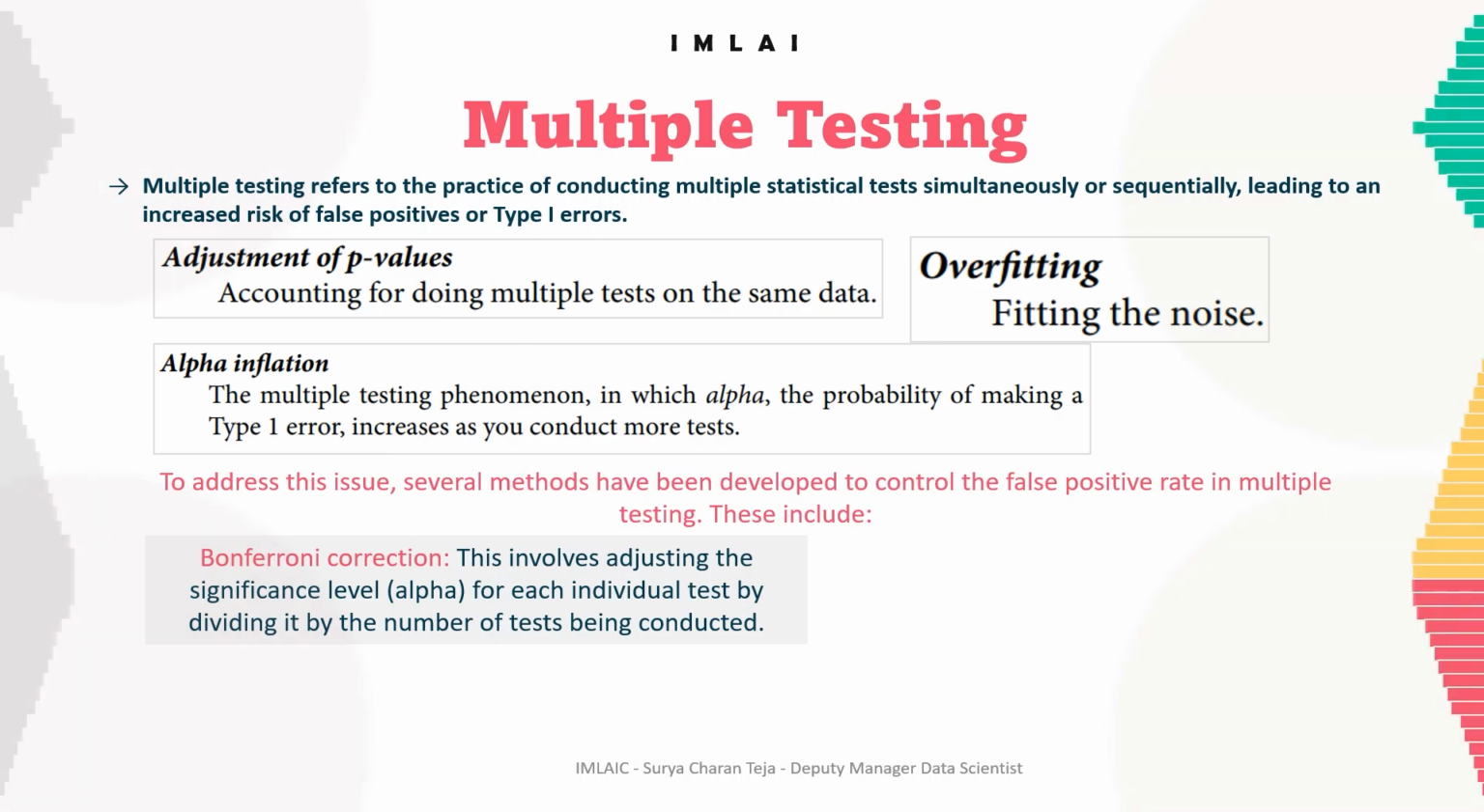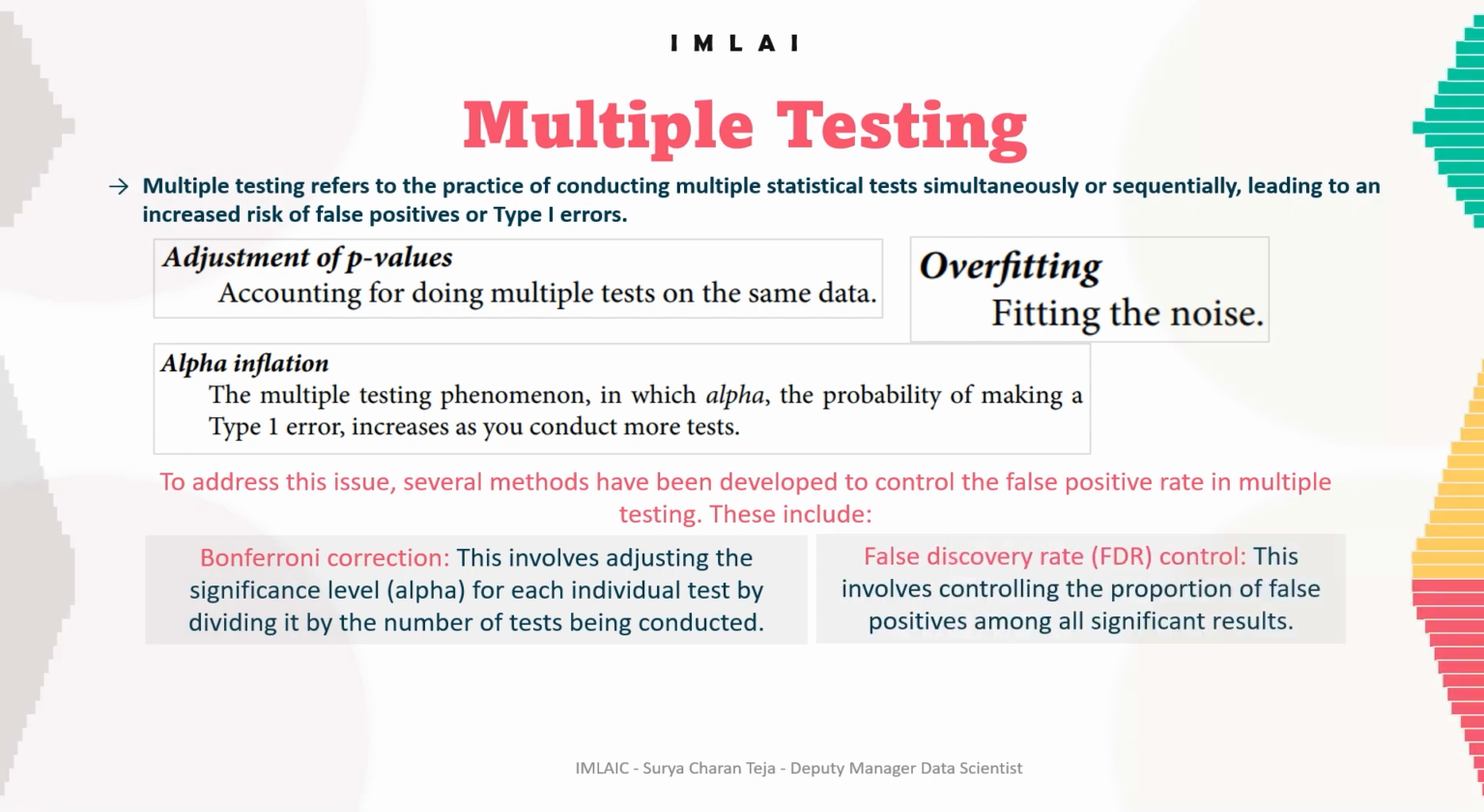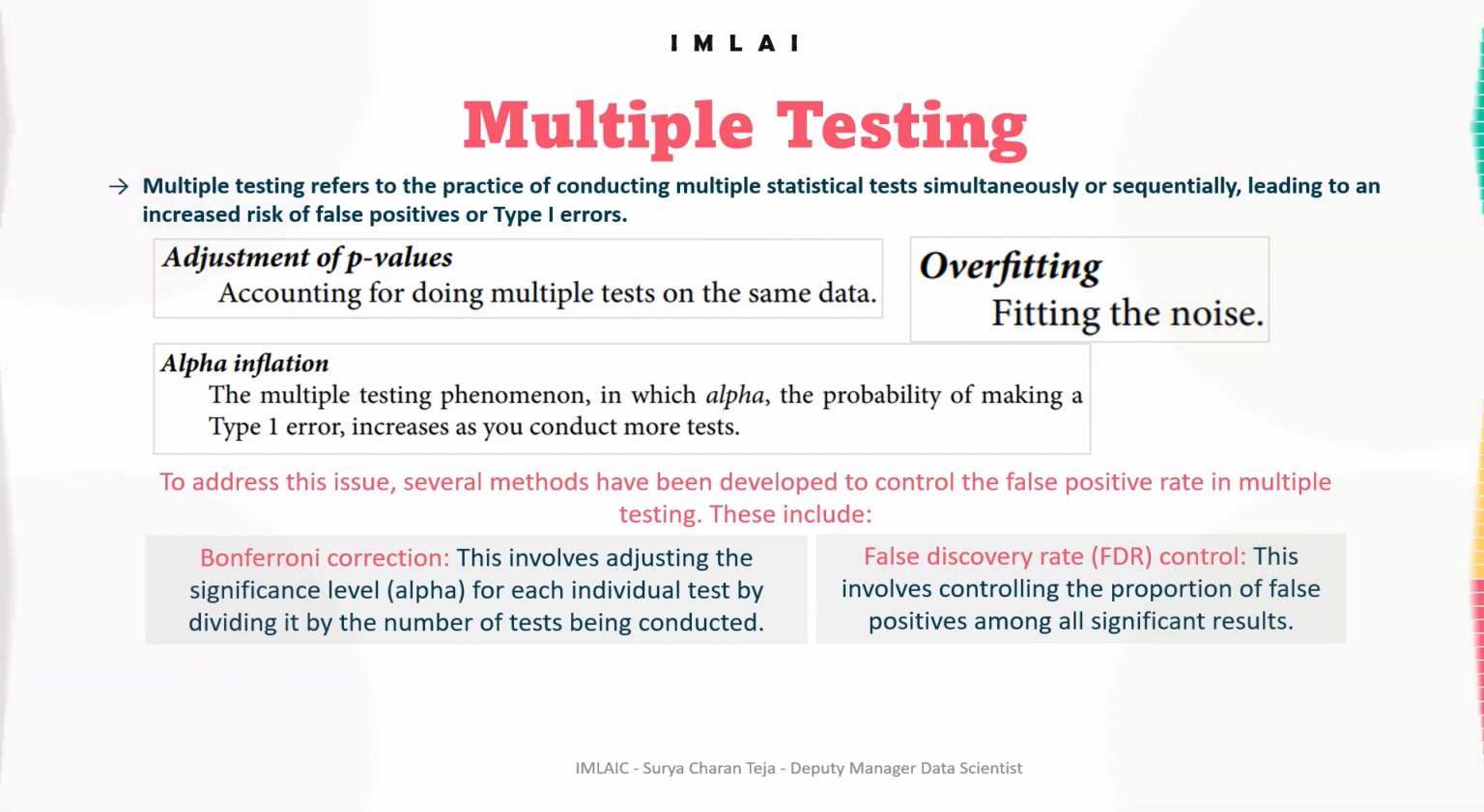Next, let's look at the second method, which is false discovery rate control. This involves controlling the proportion of false positives among all significant results. This approach is less conservative than the Bonferroni correction and may be more appropriate in situations where a large number of tests are being conducted. Here, false discovery rate, FDR control, involves controlling the proportion of false positives among all significant results.